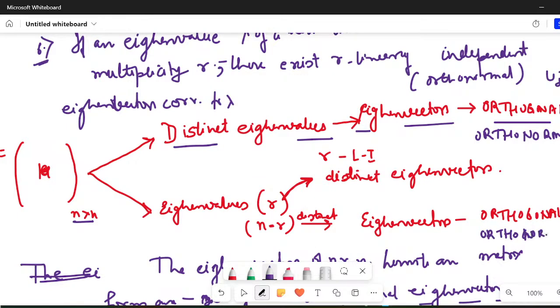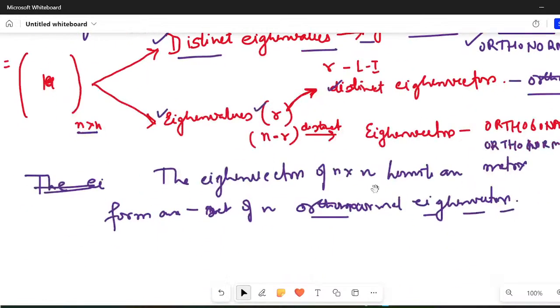Okay, orthonormal. So what is happening? Even if the eigenvalues are distinct, I am getting an orthonormal set of eigenvectors. Even if the eigenvalues have multiplicity, I am still getting distinct eigenvectors which are orthonormal to each other. So in totality, I can write that if I have an n cross n matrix which is Hermitian, then it forms a set of n orthonormal eigenvectors. Please remember this.